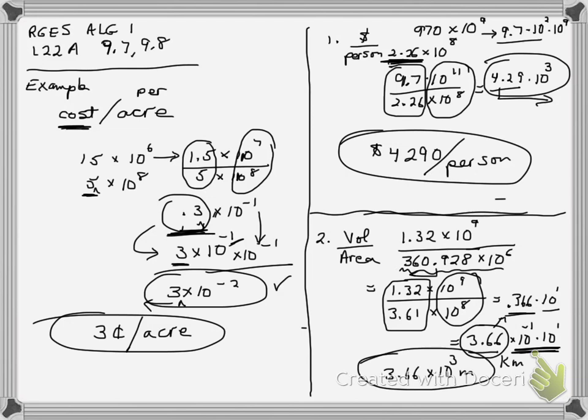So let me just make sure we're understanding here. If we're going to the thousands place, if we say 7,000, that would be times 10 to the third. Millions is times 10 to the sixth. And billions is times 10 to the ninth. Okay.